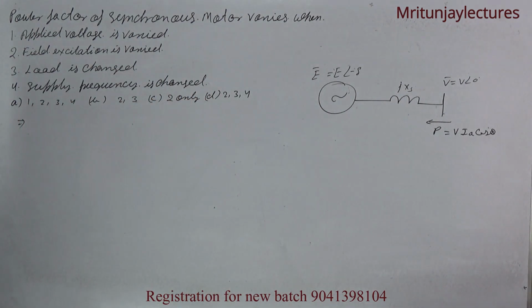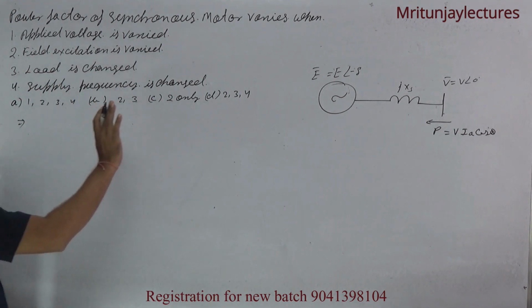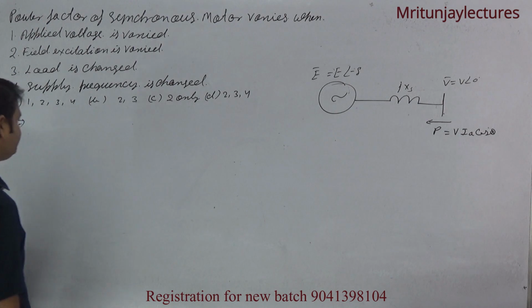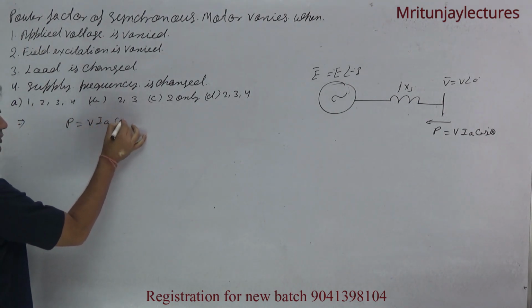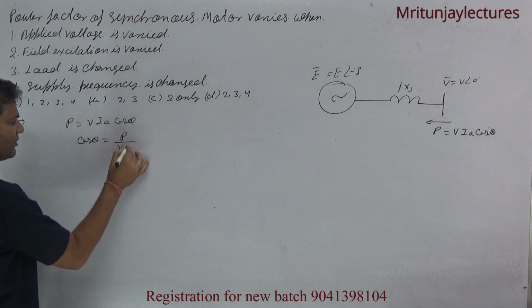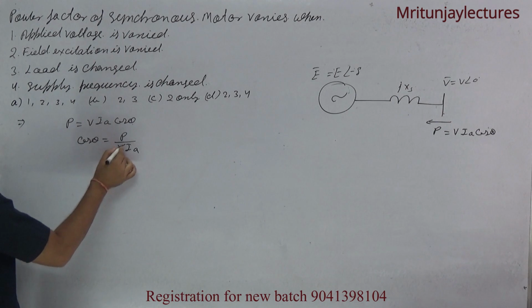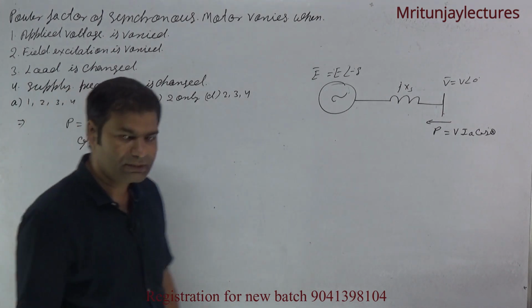Now, corresponding to the question, power factor varies. The power factor of the synchronous motor varies when, I know that P is equal to V Ia cos theta. So what about cos theta? Cos theta is written as P upon V Ia. If V varies, then cos theta also varies.